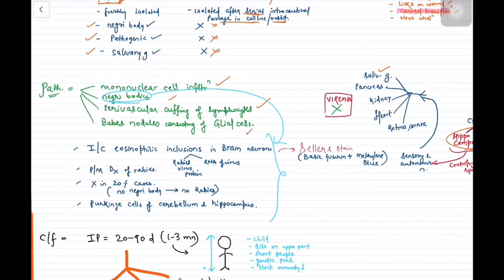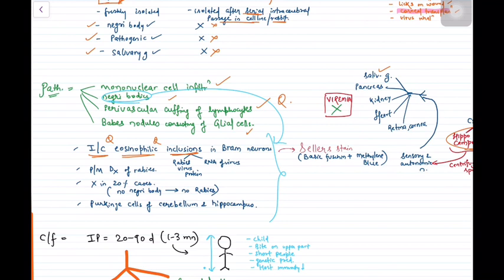Now these Negri bodies themselves are important. So these are intracytoplasmic eosinophilic inclusions. Now every word has to be taken care of. Intracytoplasmic eosinophilic inclusions in the brain neurons, and these inclusions will contain the RNA and the viral proteins.